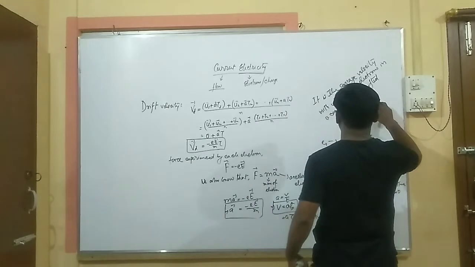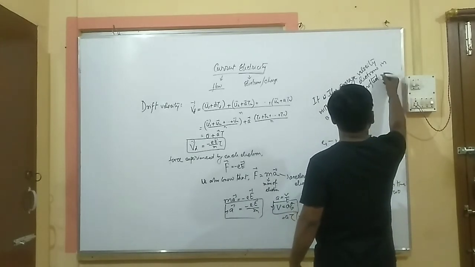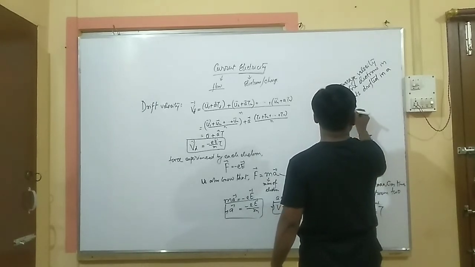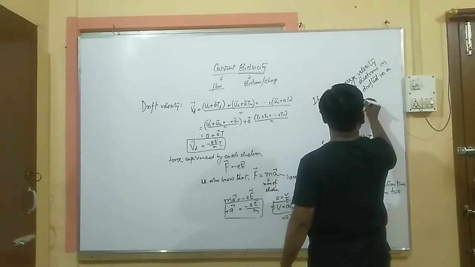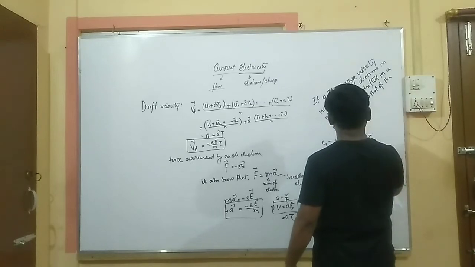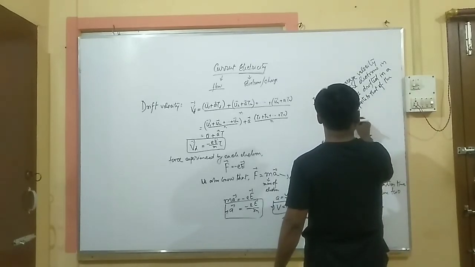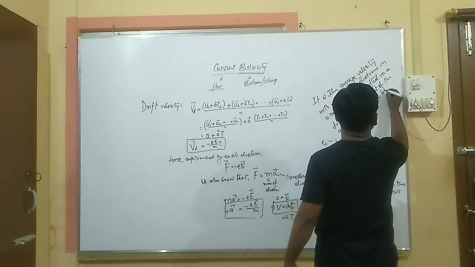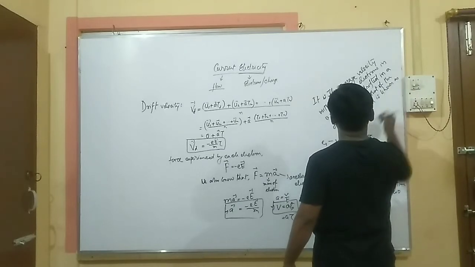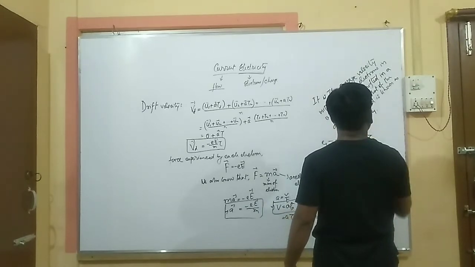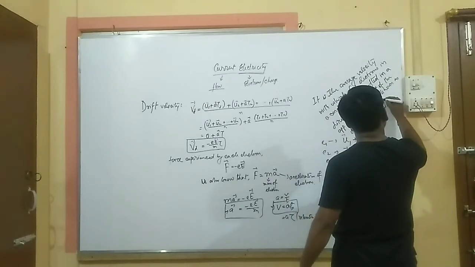So we must mention that free electrons in a conductor get drifted in a direction opposite to that of the applied electric field, which is known as drift velocity, and it is denoted by v suffix d.